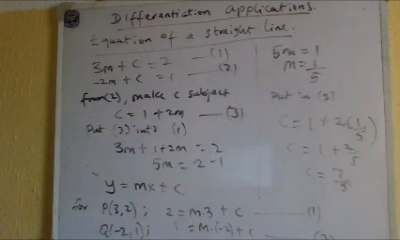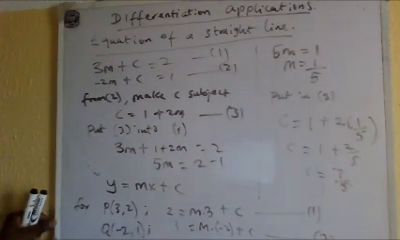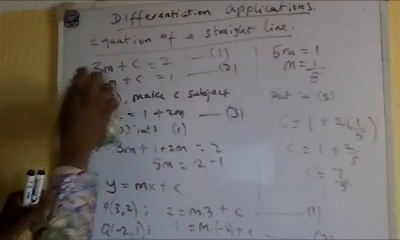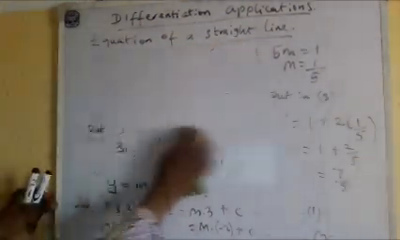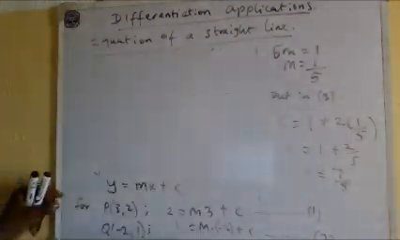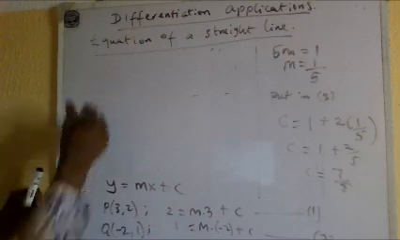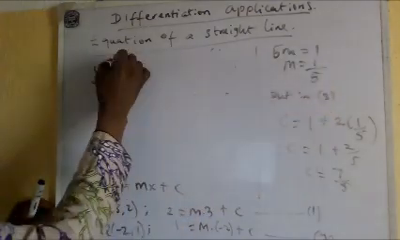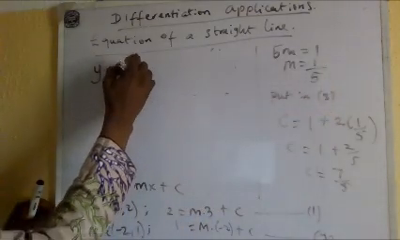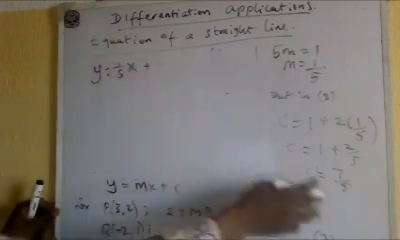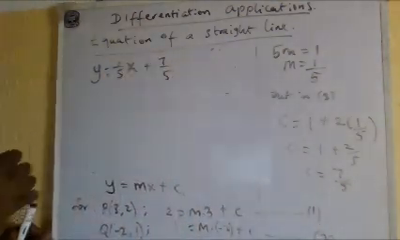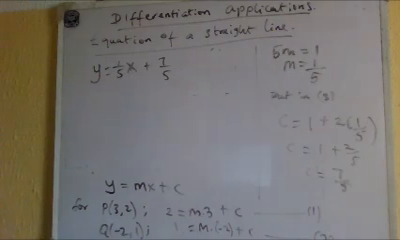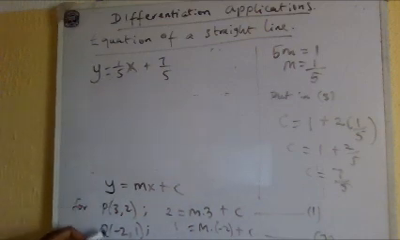I can now come back to the equation of line to plug in those values. So I will make reference to this equation of the line. So the equation of the line is y is equals to m, which is gotten as 1 over 5, then x plus c, which is 7 over 5. So this is the equation that satisfies these two coordinates.